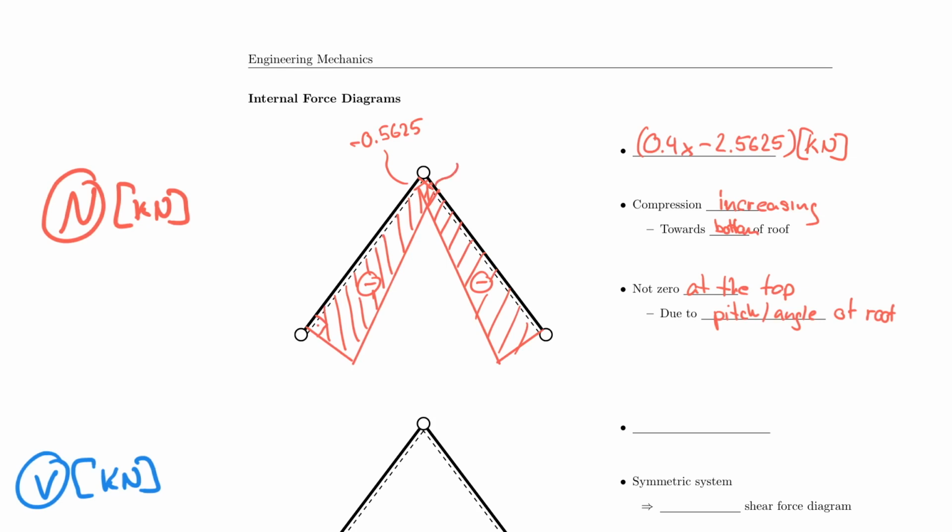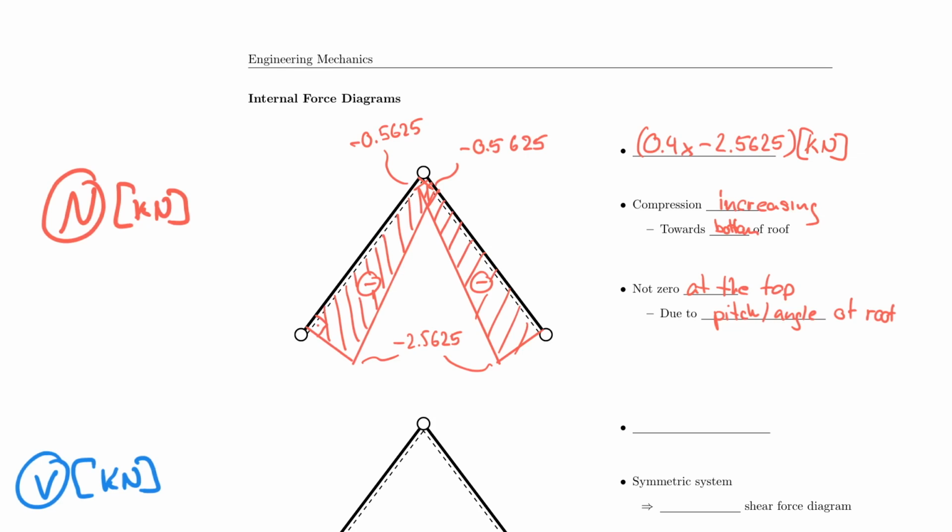And I know that here on the top it's also negative 0.5625. And by the way, on the bottom here and here, it's both minus 2.5625. And now I completed my normal force diagram.